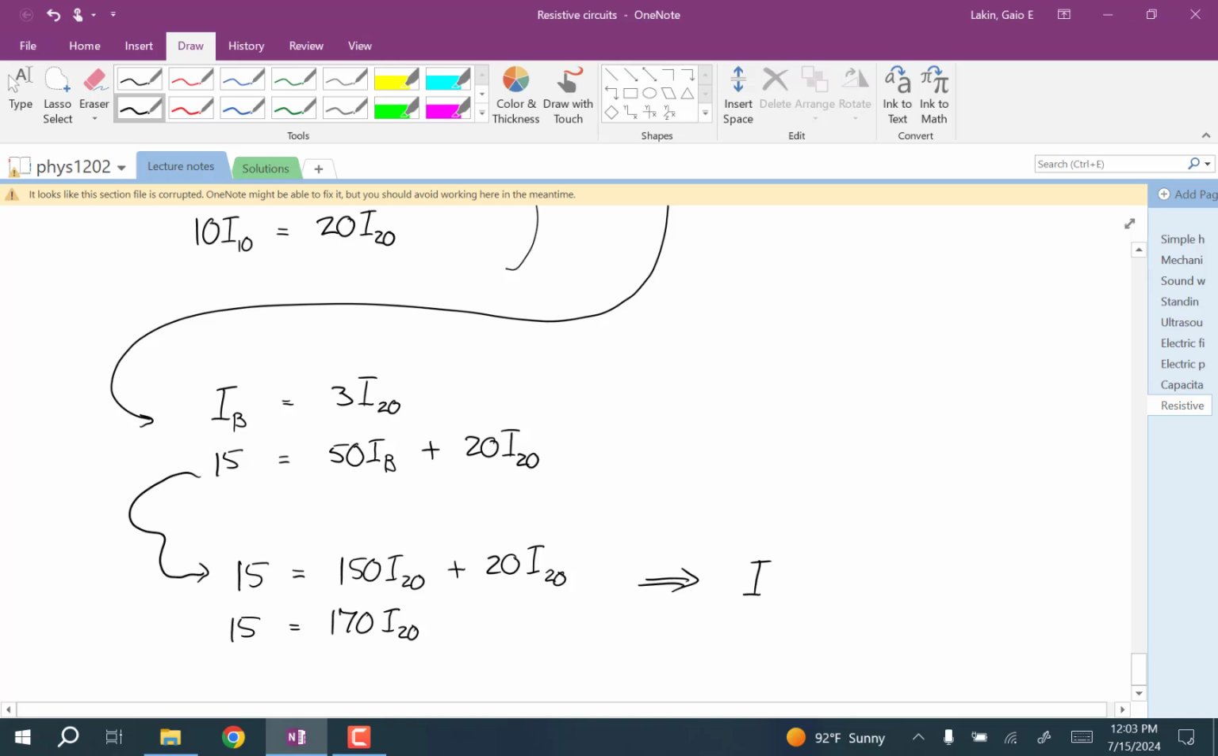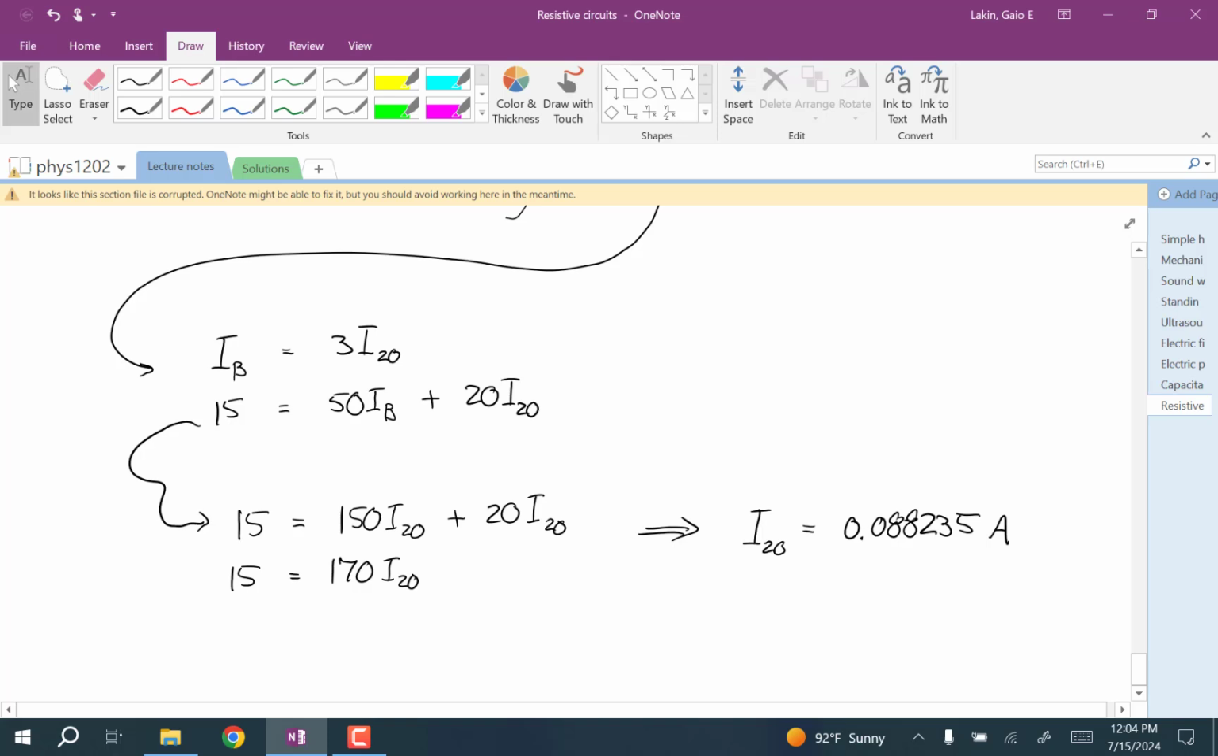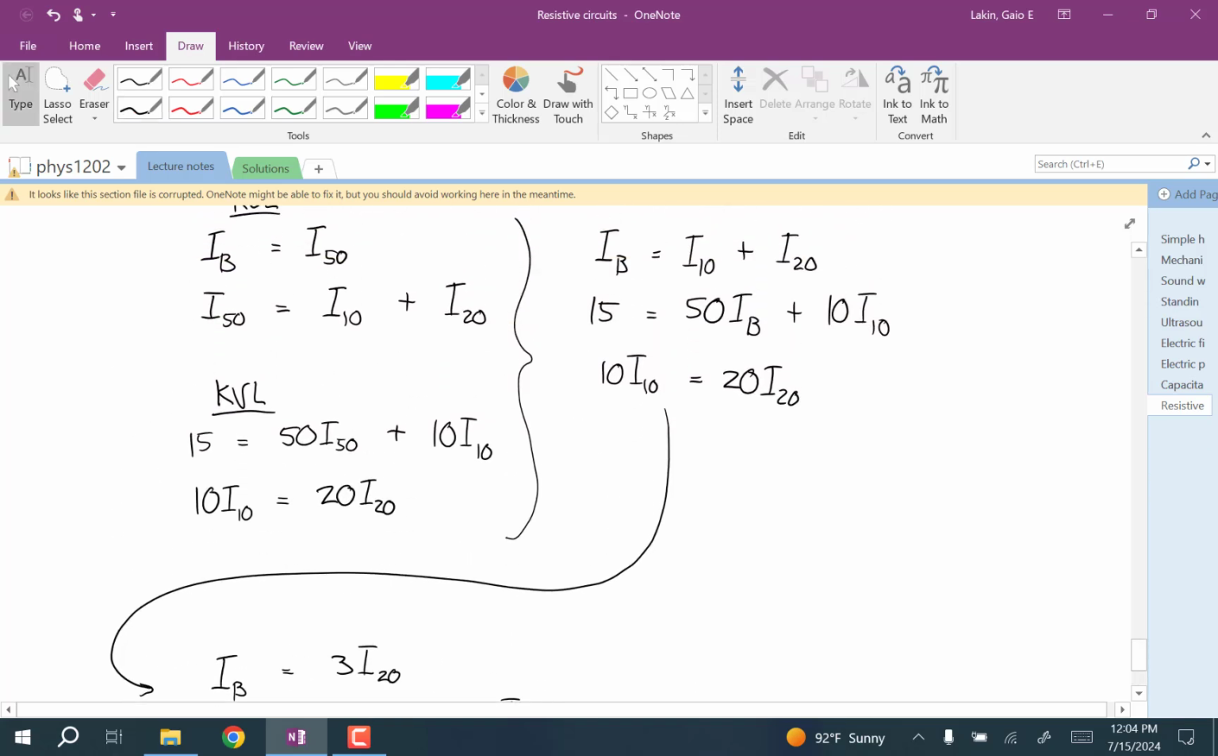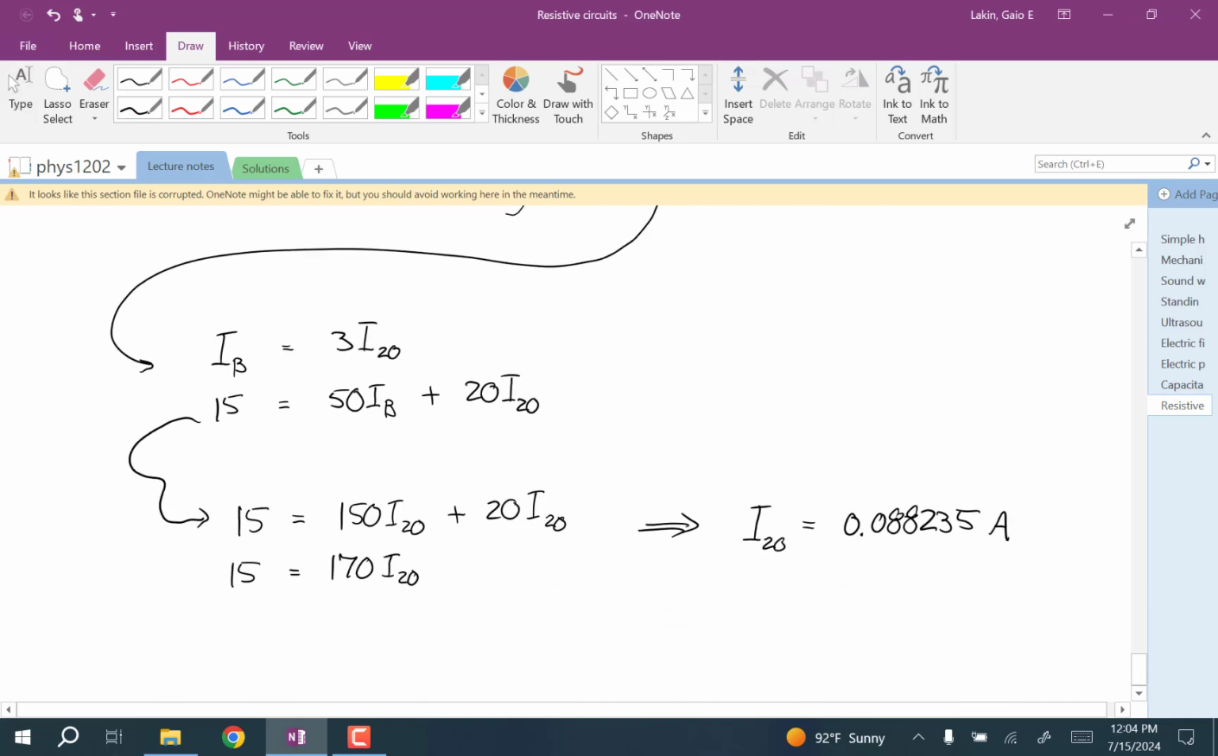And that gives us our first one, that I20 is equal to 15 divided by 170, or 0.088, I'll keep a bunch of digits, 235 amps. And now we can start unraveling this whole mystery once we have one of these currents. As long as you haven't made any mistakes, every single equation on your page is a true equation, so you can just look for the easiest ones. We have I20 is this. Well, here this says IB is 3 times that.